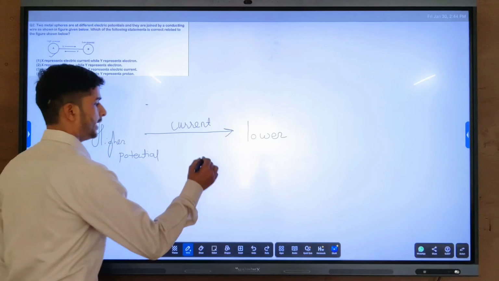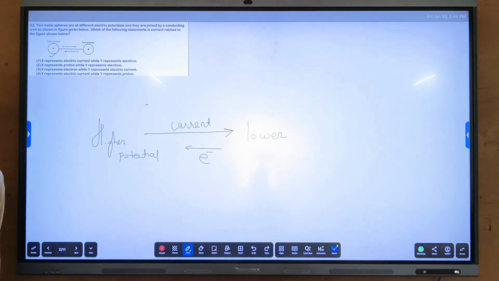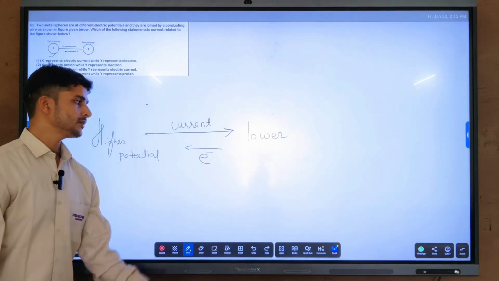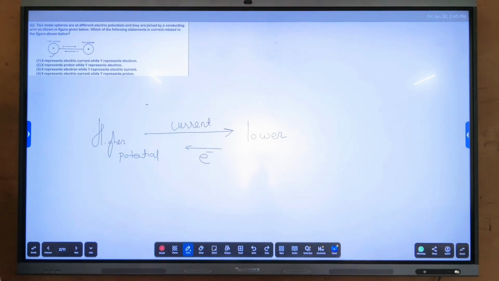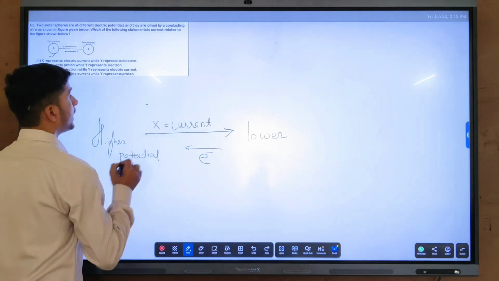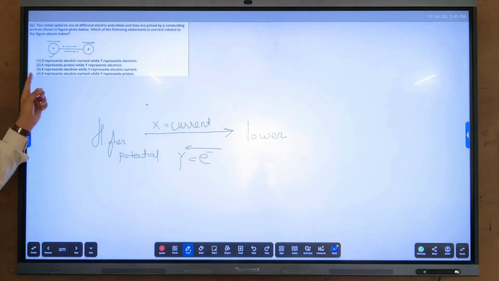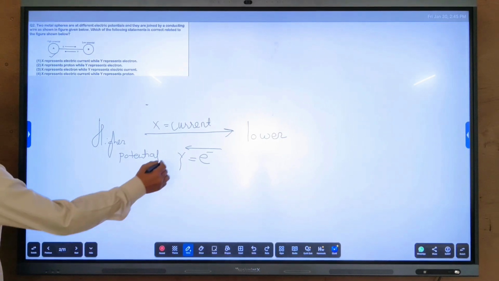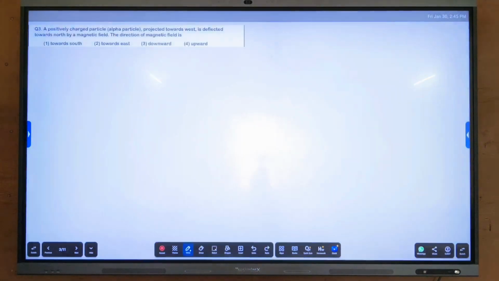We conventionally know that the electron will flow in opposite of current direction. So electron will flow in this direction from lower potential to higher potential. Here they have represented current as X and electron flow as Y. If we see the option number 1, X represents the electric current and Y represents the flow of electrons. So option 1 will be correct option.